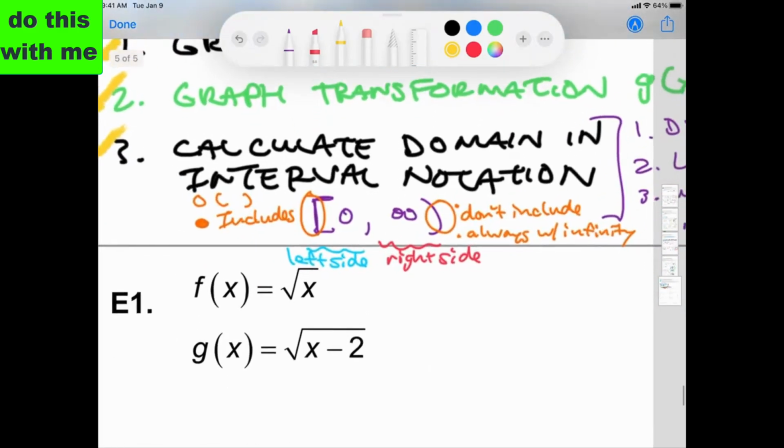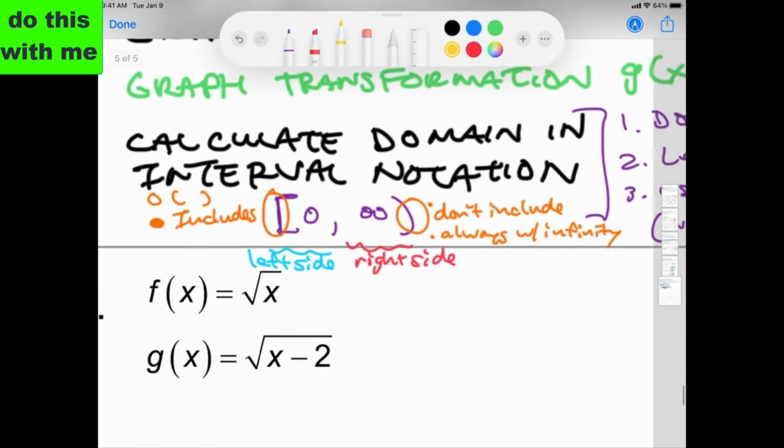So I just want to do a really quick review of interval notation. In interval notation, it looks like an ordered pair, but it's not. On the left side is the left side of the graph. And whatever's over here, that is the right side of the graph.